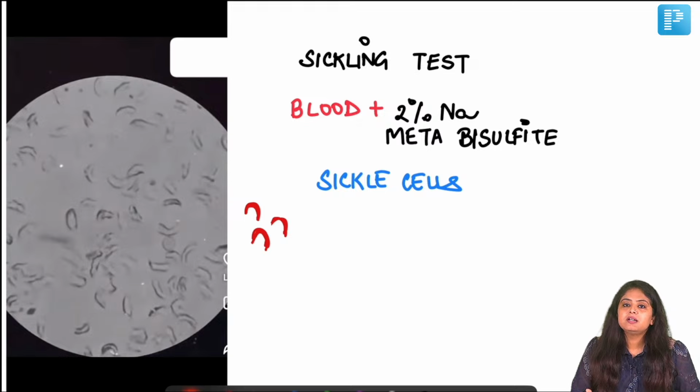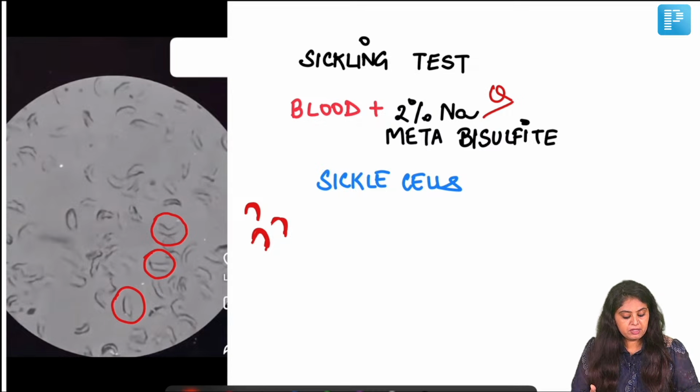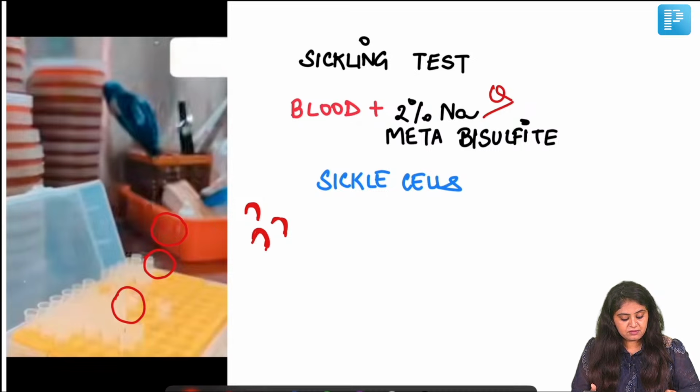So what does this become? This has to be a case of sickle cell anemia. I can see that sickling that is shown over here. For sickle cell anemia, what test is done? So this has to be the sickling test. The only PYQ that they can ask you is, what chemical was added over there? So that chemical is sodium metabisulfite. That's the only question they could possibly ask you over here and nothing else.